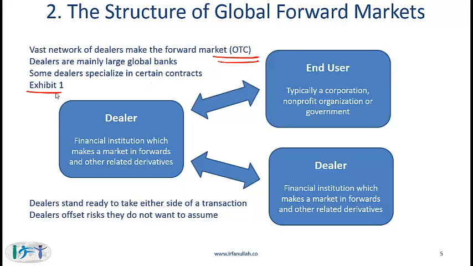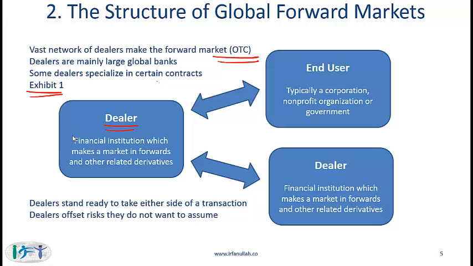For example, if you look at Exhibit 1, you will see a certain set of dealers who specialize in Eurodollar forward contracts. There will be others who specialize in LIBOR-based contracts and so on. You don't need to memorize the information here, but just recognize the fact that some dealers specialize in particular kinds of forward contracts. Typically, dealers who engage in forward contracts also then do other kinds of derivatives.